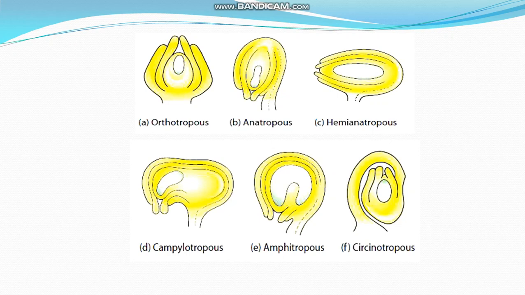Orthotropous ovule. Micropyle is at the distal end. Micropyle, chalaza and funicle lie on one straight vertical line. Example, Piperaceae and Polygonaceae. Anatropous ovule. Ovule is completely inverted and micropyle and funicle come to lie very close to each other. Example, dicot and monocot. Hemianatropous ovule. Body of the ovule is placed transversely.